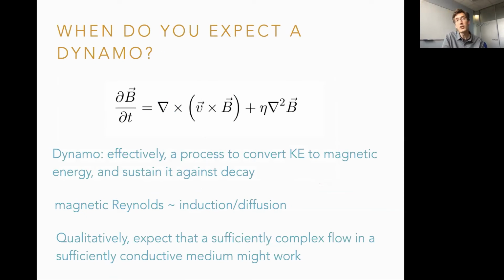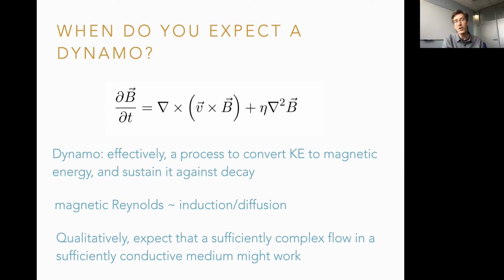Similarly, if we wanted to know when you get magnetic field generation, we could start with the induction equation that we've talked about before. And what I mean when I ask, when do you expect a dynamo? A dynamo, for our purposes, is just a process to convert kinetic energy to magnetic and sustain it against decay. So the idea is that we put in some arbitrarily small seed field, and the motions in that fluid can amplify that field and sustain it indefinitely against decay.